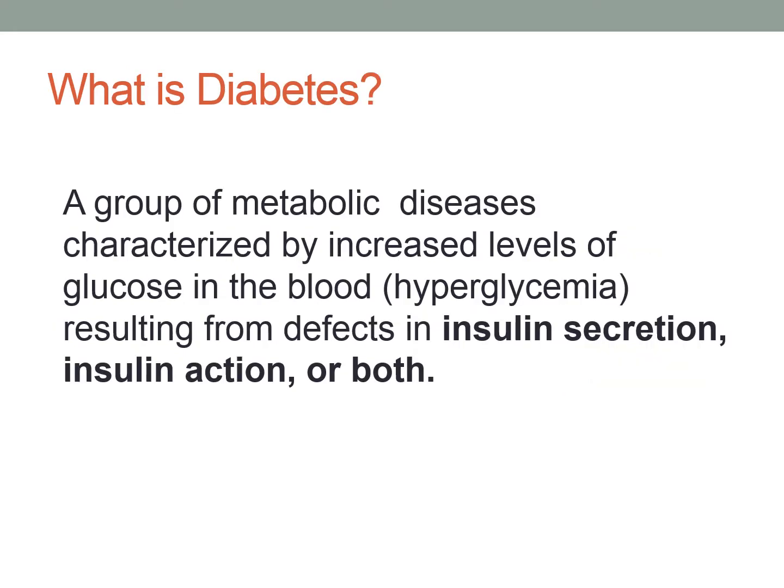What is diabetes? It's a group of metabolic diseases characterized by increased levels of glucose in the blood, referred to as hyperglycemia. And this results from defects in insulin secretion, insulin action, or both.